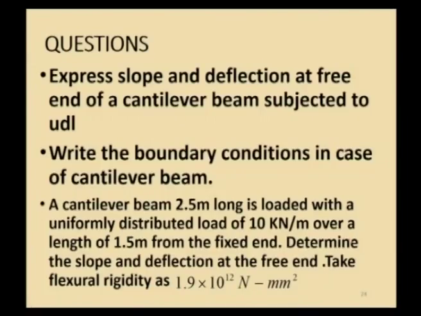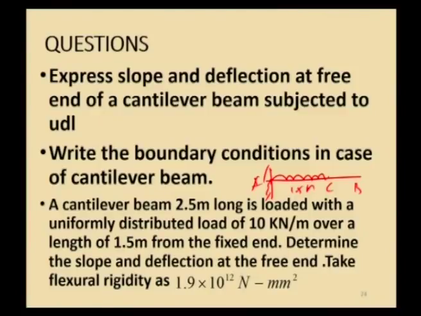Similarly, another numerical example: a cantilever beam 2.5 meters long is loaded with a uniformly distributed load of 10 kilonewton per meter over a length of 1.5 meters from the fixed end. So, a cantilever beam subjected to a UDL over a length of 1.5 meters, it is not fully loaded. It is loaded over a portion of 1.5 meters from the fixed end. We need to obtain the slope and deflection at the free end.